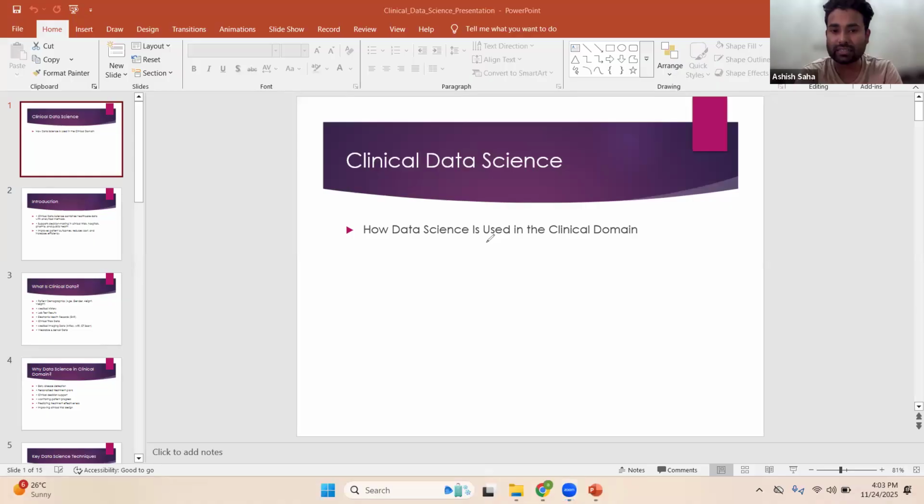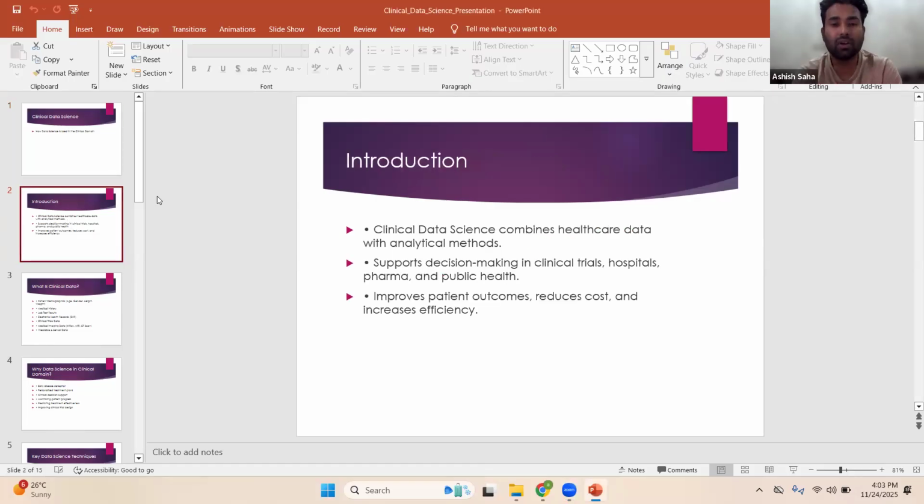So here we're going to discuss how data science is used in the clinical domain. Clinical data science combines healthcare data with analytics methods. It supports decision making in clinical trials, hospitals, pharma, and public health. So there's a lot of use of data science in the clinical domain. Let's see the business use in the medical or clinical domain.